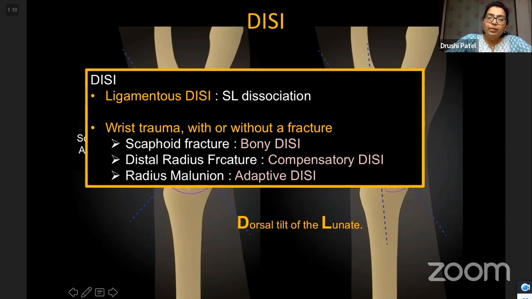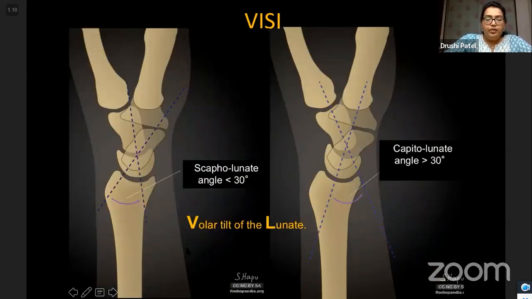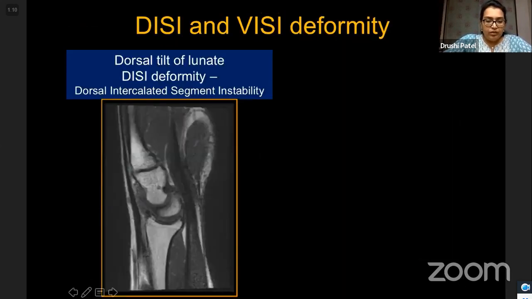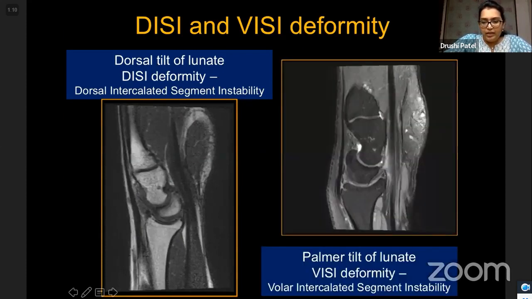It can occur due to ligamentous causes. It can occur due to bony causes. Whereas VISI is when there is a volar tilt of the lunate axis, where the scapholunate angle reduces to less than 30 degrees and the capitolunate angle increases. This usually occurs due to disruption of the lunotriquetral ligaments. So this is an MR image showing the dorsally tilted lunate axis, that is DISI, and this is the volarly tilted lunate axis, that is VISI deformity.